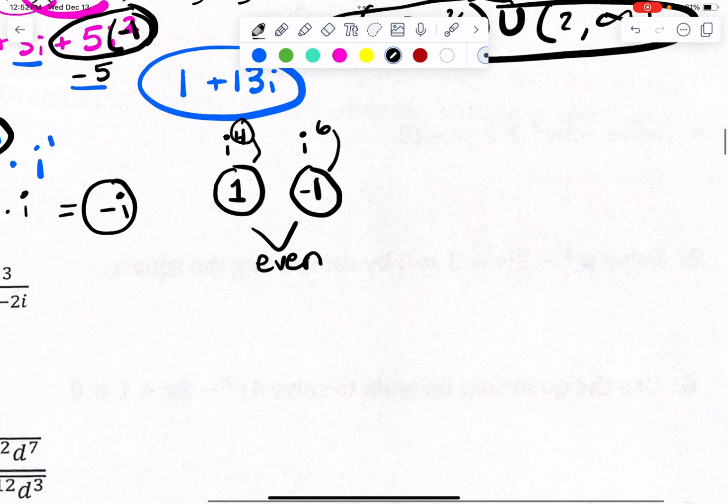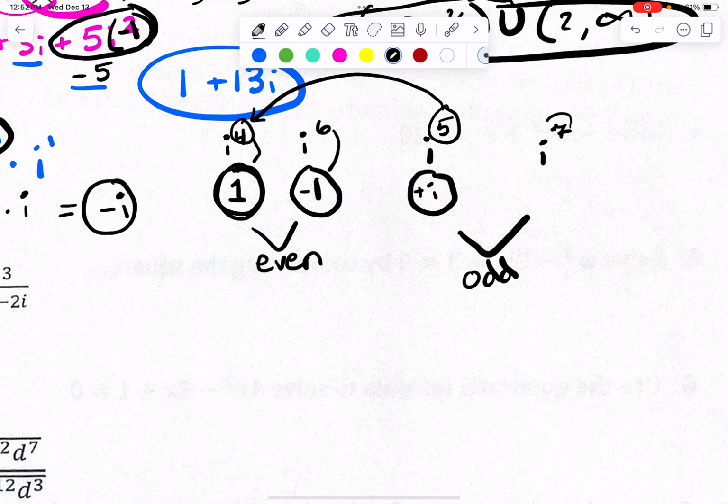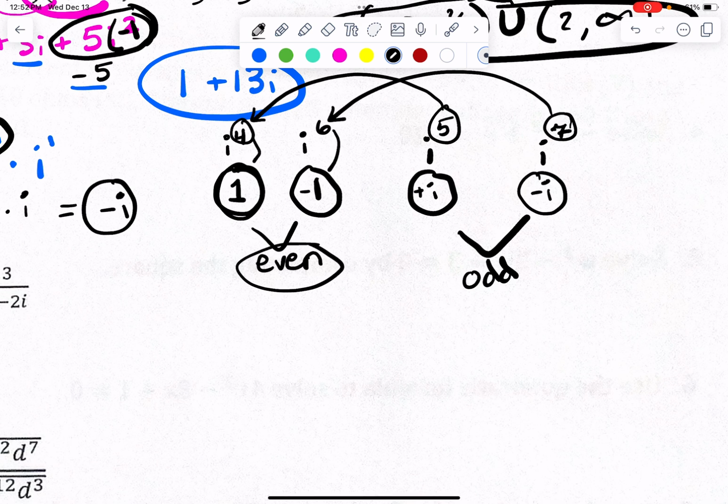Okay? If it is an odd number, like i to the 5th power or i to the 7th power, you are going to end up with a positive i or a negative i. i to the 5th is a positive i, because 5 is 1 larger than 4, and 4 means positive. i to the 7th is a negative i, since 7 is 1 larger than 6, and 6 is not divisible by 4. So if it's an even exponent, you're going to end up with 1 or negative 1. If it's an odd exponent, you're going to have i or negative i. That's how it works out.